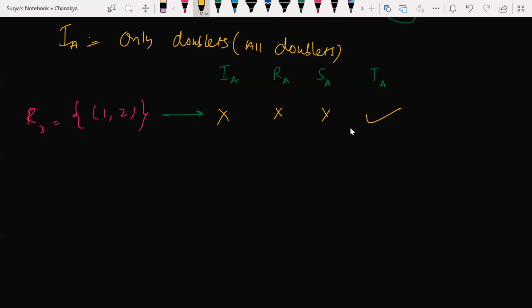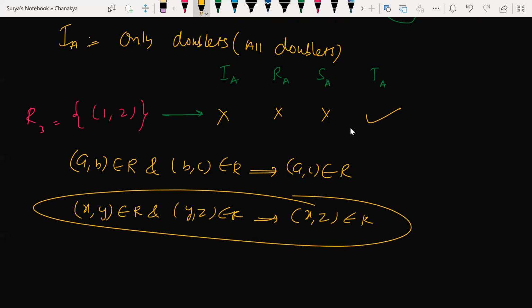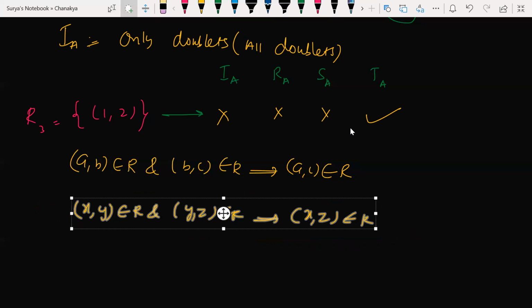Why? Beta, what exactly was the definition of transitive? If A comma B belongs to R and B comma C belongs to R, then A comma C must be in R. Or you can write it like this as well: if X comma Y belongs to R and Y comma Z belongs to R, then X comma Z must be in R. I just changed the variables. Anything is correct. Definition लिखने का तरीका एक ही है बेटा, मैंने variable change किया. That's it.